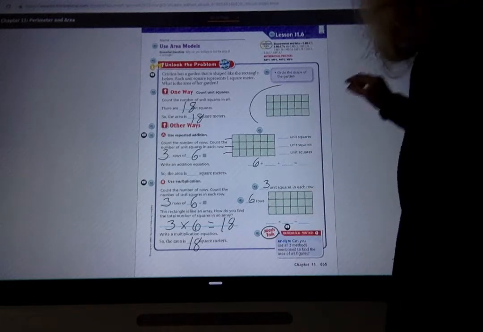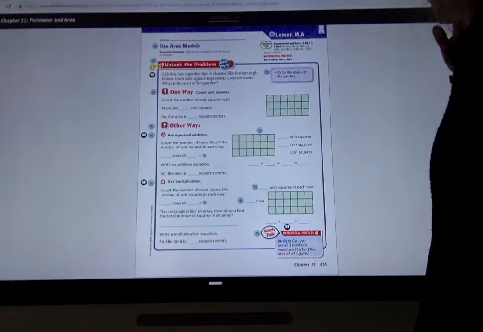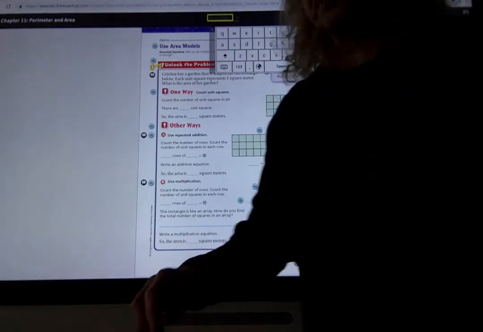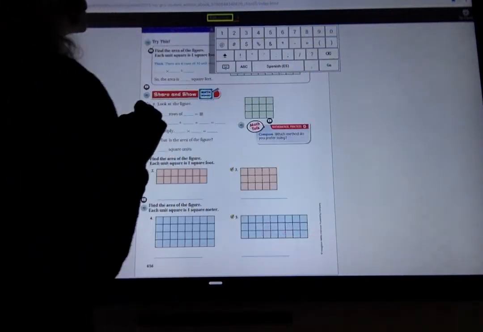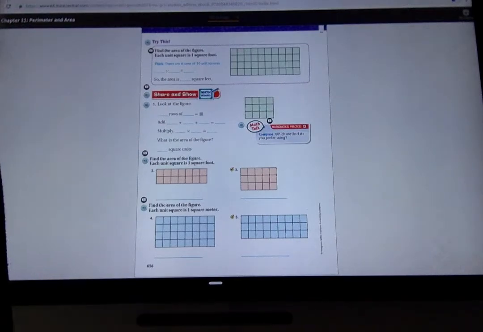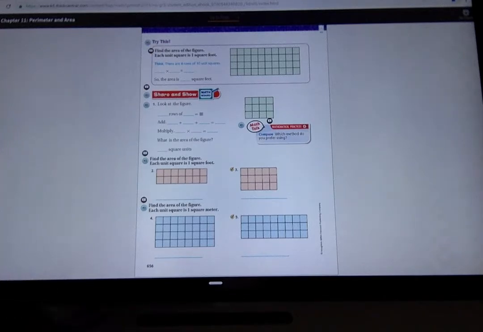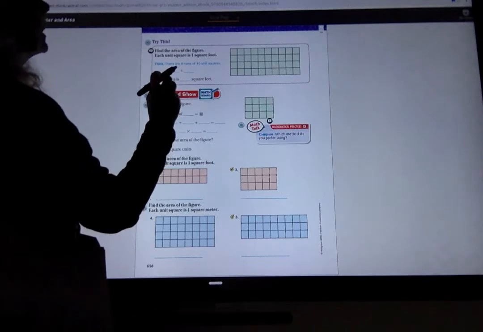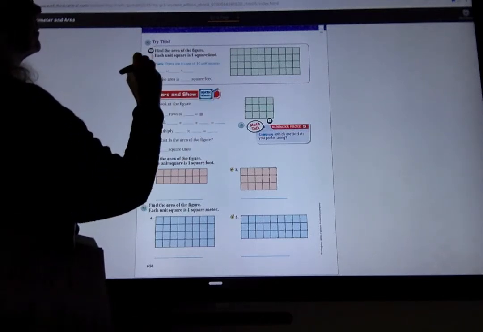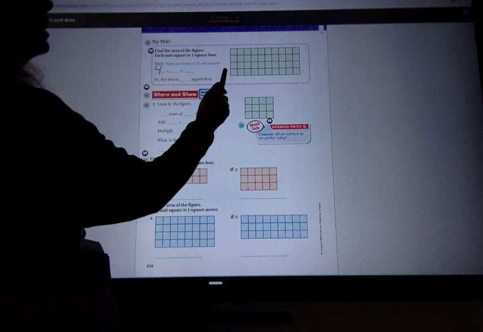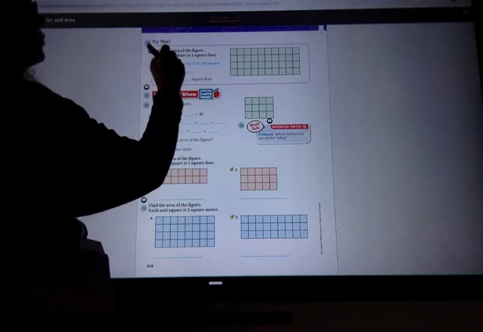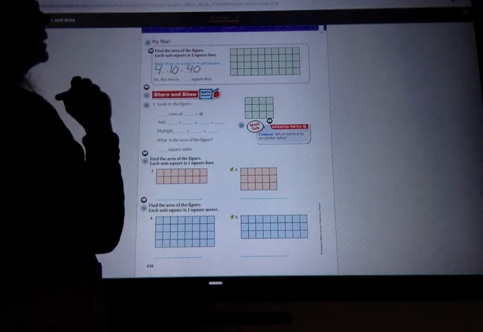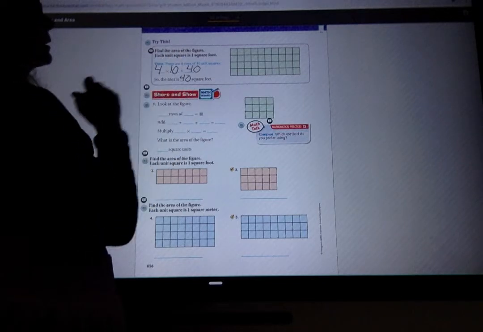Let's turn our page now to page 656. And on page 656, we're going to practice a little bit more. Find the area of the figure. Well, let's see. There are 4 rows, and there are 10 in each row. That's what they told us. So 4 times 10 is 40. The area is 40 square feet.